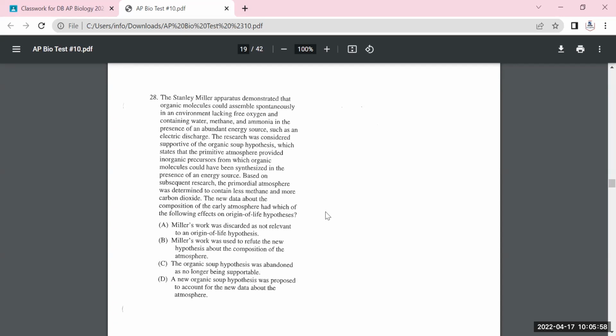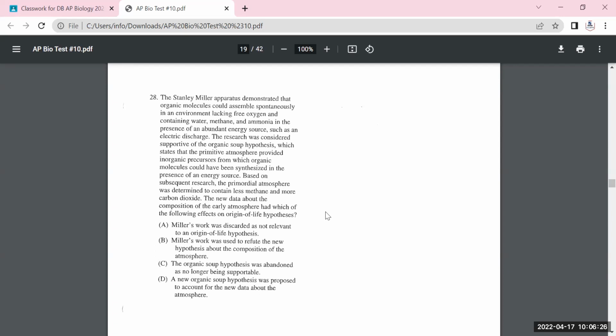The new data about the composition of the early atmosphere had which of the following effects on origin of life hypotheses? So the actual origin is a little bit different. So essentially, what do we need? A: Miller's work was discarded as not relevant to an origin of life hypothesis. Not true. B: Work was used to refute the new hypothesis about the composition of the atmosphere.